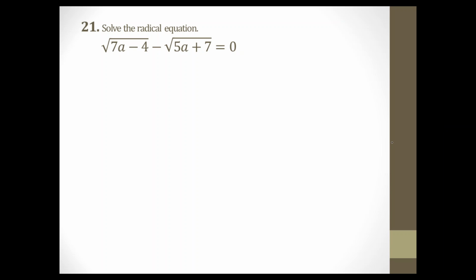Okay, so we have the square root of 7a minus 4 minus the square root of 5a plus 7 equals 0. To solve this type of problem, we're going to want to apply a special type of property, the square property, to eliminate the square roots. And to do that, we need to bring one of these over to the other side. So let's start by adding the square root of 5a plus 7 to the other side.